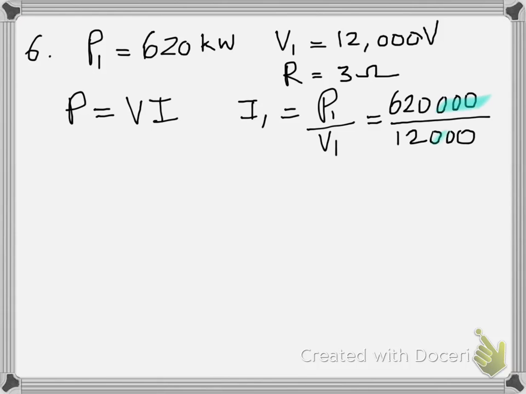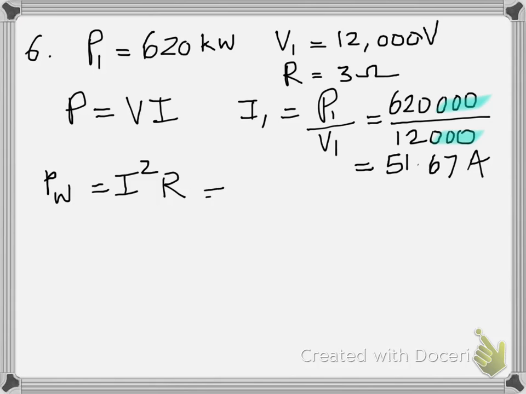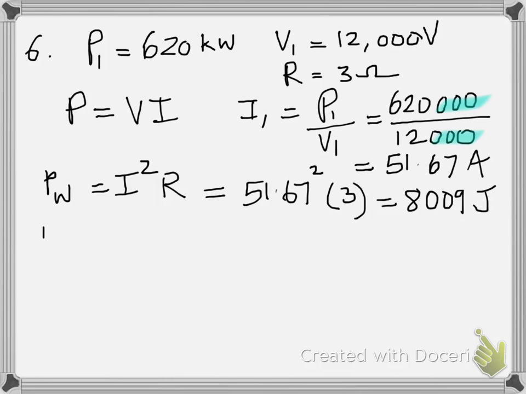So that current is 51.67 ampere. That's a huge current. That's why it's going to lead to this much wastage. Power wasted is I squared R, like I told you, 51.67 squared times the resistance, which is 3. Which gives you 8,009 joules approximately. 8,009 joules wasted.